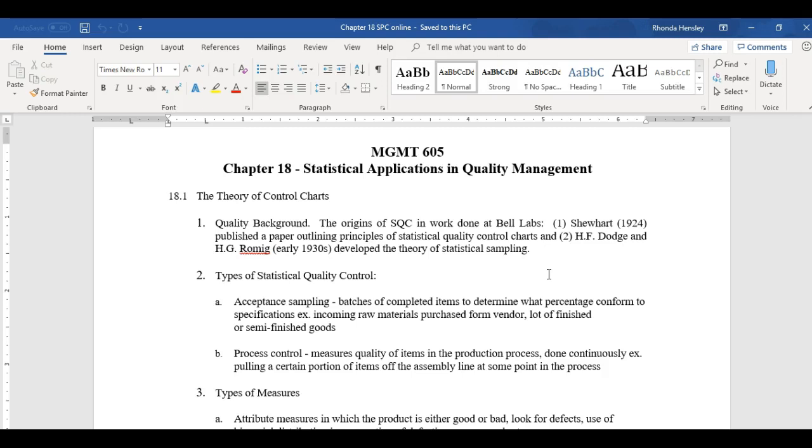Anyway, next week, we're going to finish up chapter 18 by looking at charts for measurement data, which are X-bar and R charts, as well as process capability. And that'll be the last of the material for the semester.